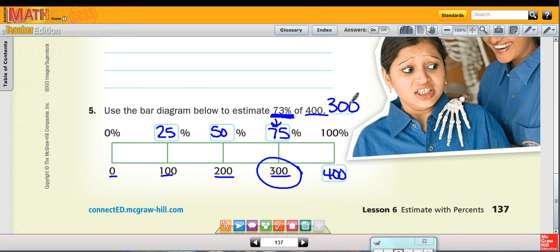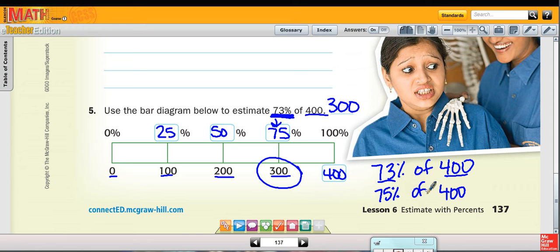Now, we have already done percent of a number, right? So isn't this 73% of 400 something we've done? This is why we actually flip these 2 lessons around, because I think it'll make more sense. Because we're estimating, do we want to use 73%? What's close to 73%? 75. So we could change this to 75%. This is still a pretty nice even number, isn't it? So we'll keep that at 400.